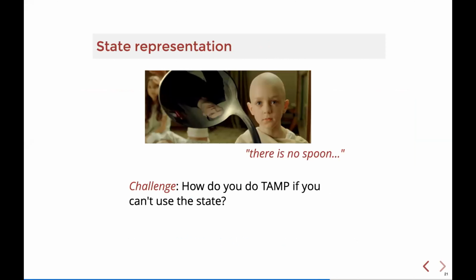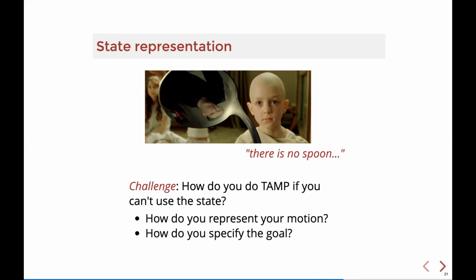But the problem is, there is no spoon. So the notion of even what's the orientation of my plate is maybe the wrong question, right? And I'll try to make that point again in a second, but if you really aren't allowed to use the word state anywhere in your TAMP, then how do you represent your motion? Maybe the policy is enough. How do you even specify the goal? I think these are the fundamental questions, and Sergey and I have talked about that plenty of times before.